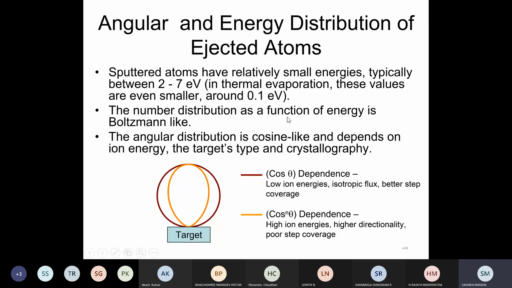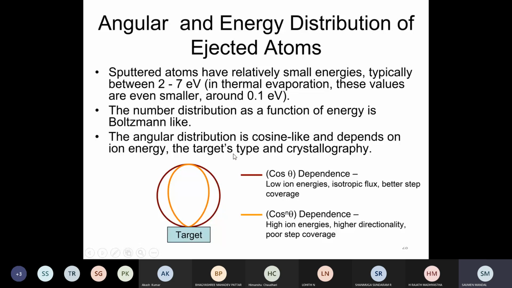So the number distribution as a function of energy is Boltzmann-like, and the angular distribution is cosine-like, and it depends on the ion energy, the target type and the crystallography. Okay, so these are different things that decide the distribution, including the target type.